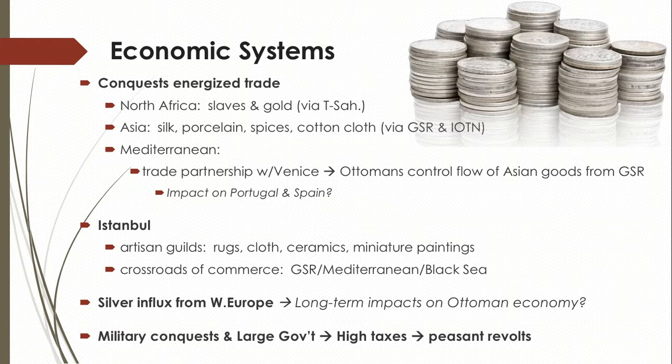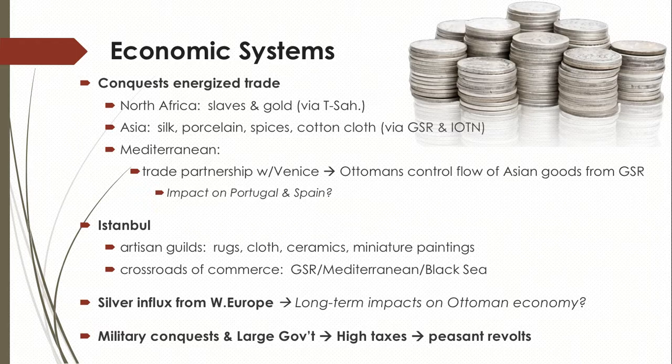But because of its crossroads nature of trade, here on the Silk routes, Mediterranean, and the Black Sea, Istanbul is still a destination for merchants. This is a multicultural, cosmopolitan city. And because there's still a demand for luxury goods, and they have connections to global trade because of their ties to Western Europe, there's an influx of silver into the Ottoman Empire to buy those luxury goods. So you need to think about those long-term impacts on the Ottoman economy.